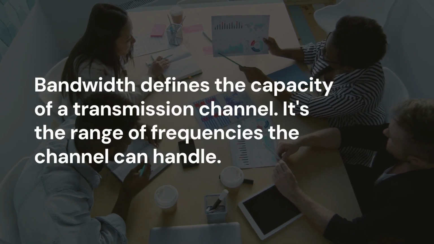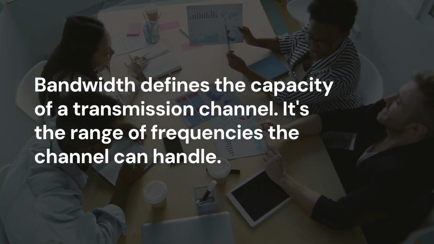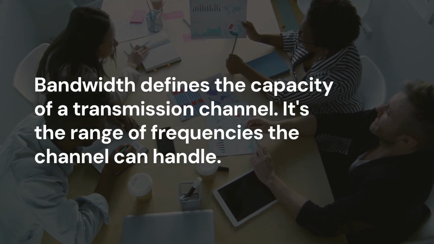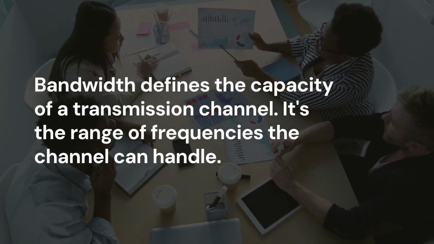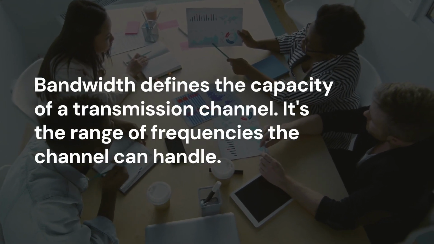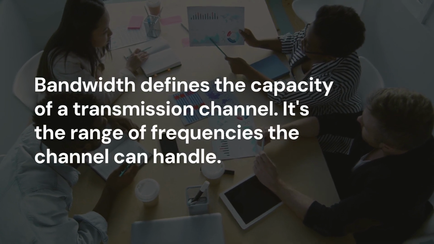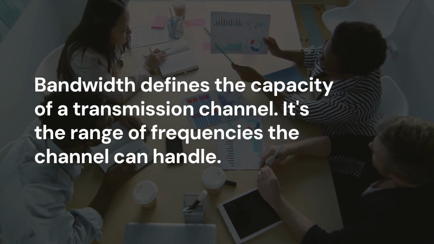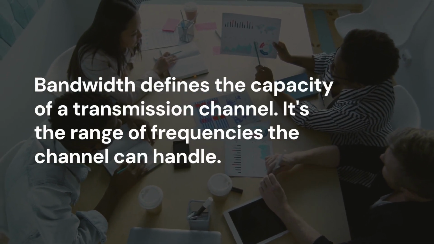Bandwidth refers to the range of frequencies within a signal or channel that can carry data. It's often measured in hertz or bits per second, BPS. A wider bandwidth allows for more data to be transmitted simultaneously. Now, throughput takes the spotlight. This is the actual rate at which data is successfully transmitted over a network, influenced by bandwidth, among other factors.